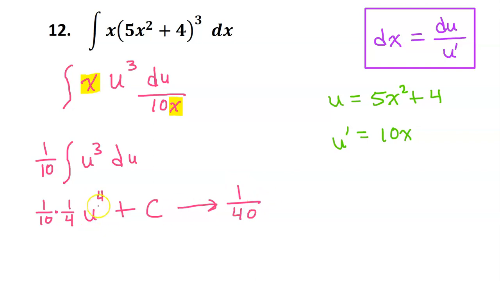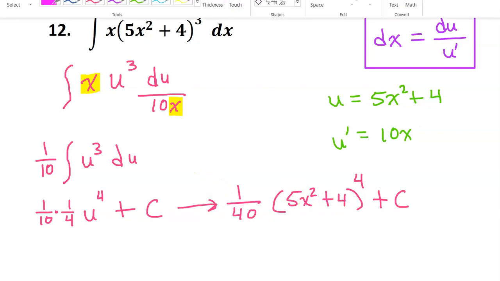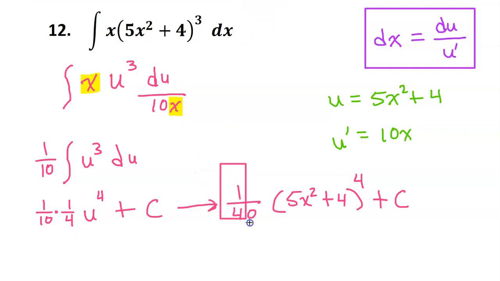So now we have u to the 4th power. So I've got u to the 4th power plus c. But u is 5x squared plus 4. So I've got 5x squared plus 4. Yes, kids, it's just that easy. We're done.